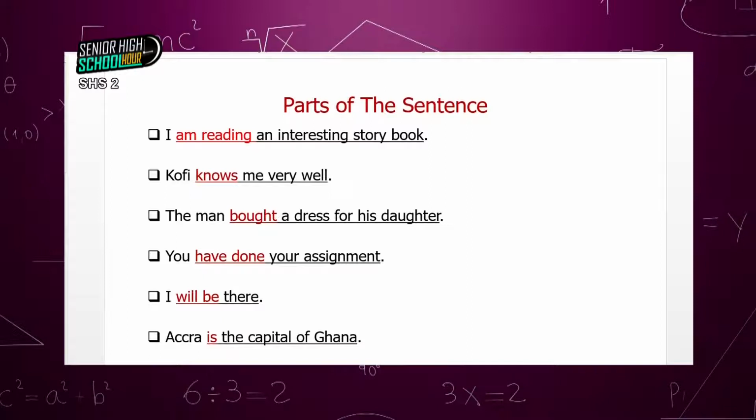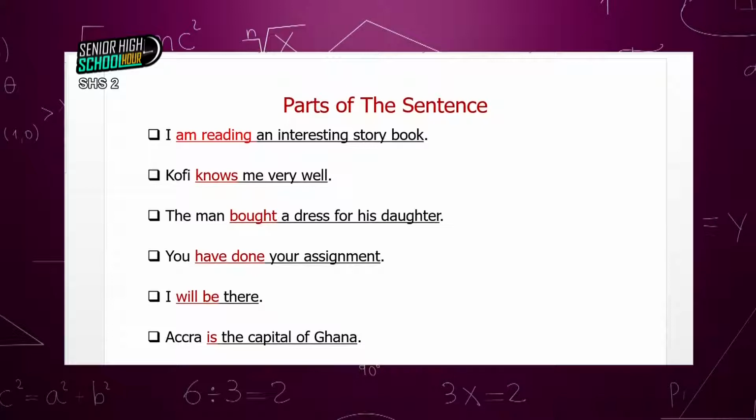I'm reading an interesting storybook is what we call the predicate, and I becomes the subject. The next one was the predicate: knows me very well. And what becomes our subject? Kofi. So Kofi knows me very well. Kofi is the subject. Knows me very well is a predicate. The predicate is headed by the verb.